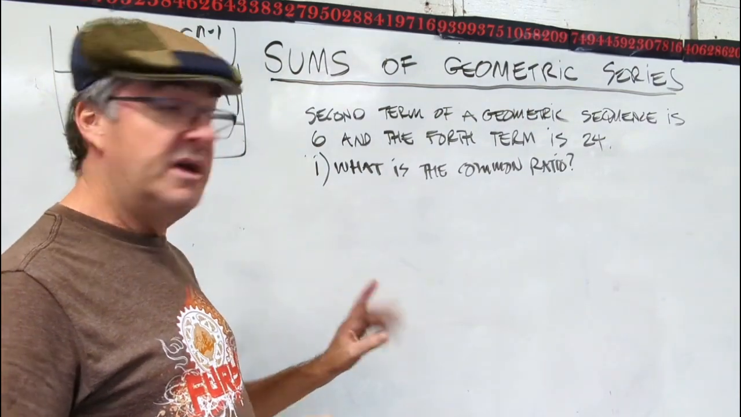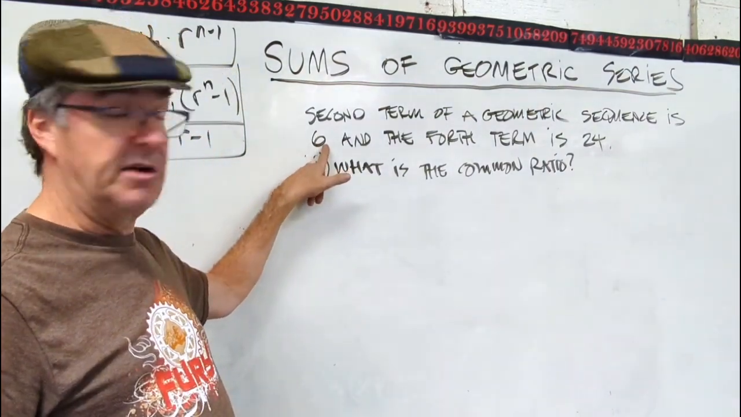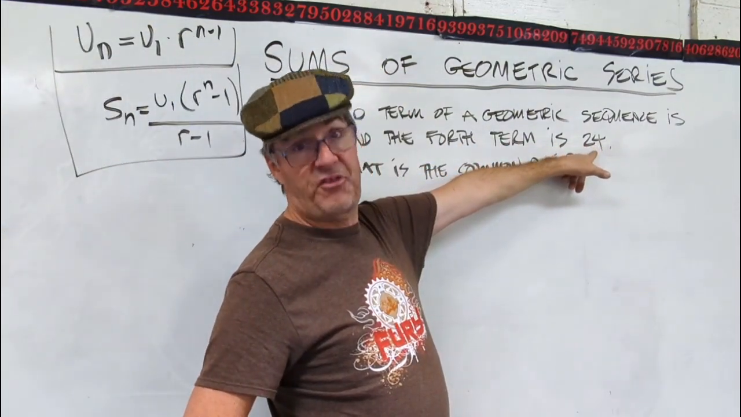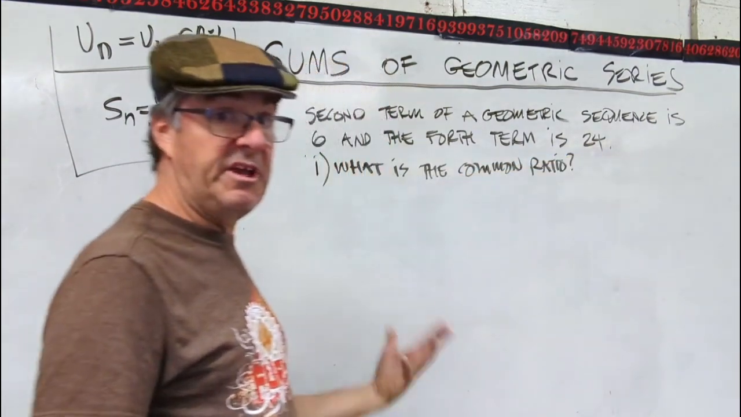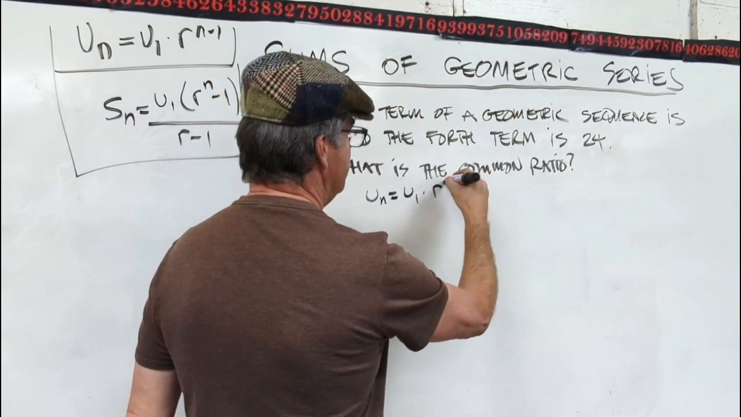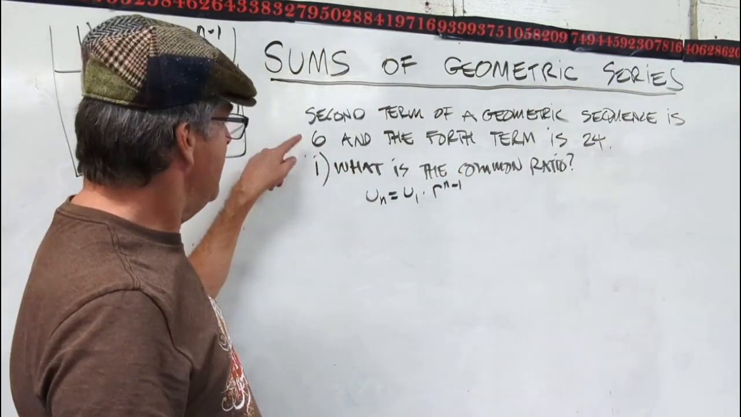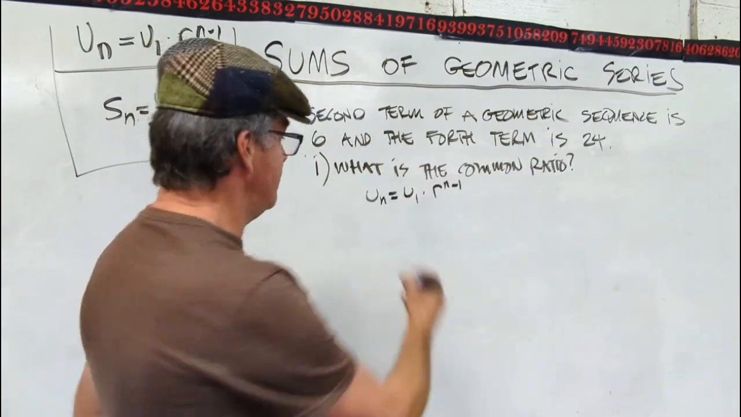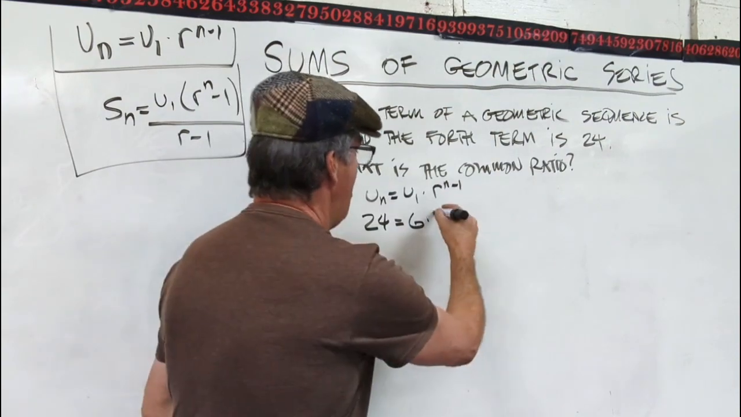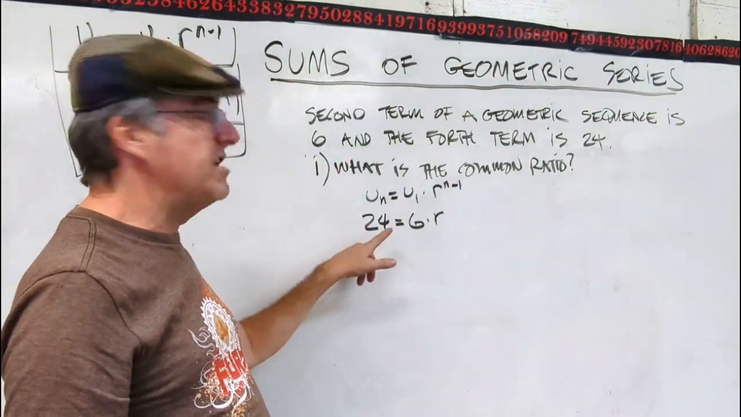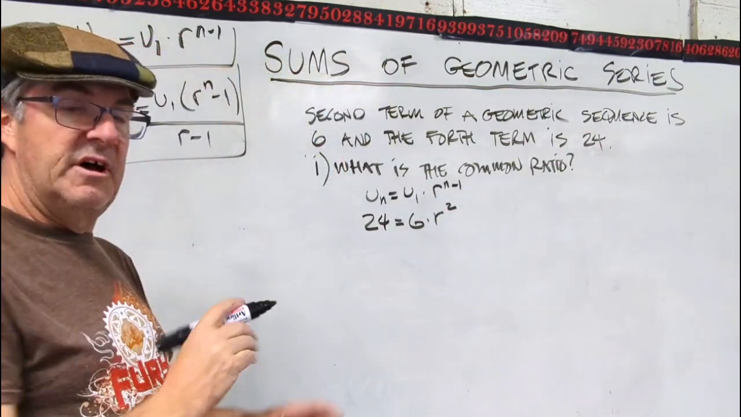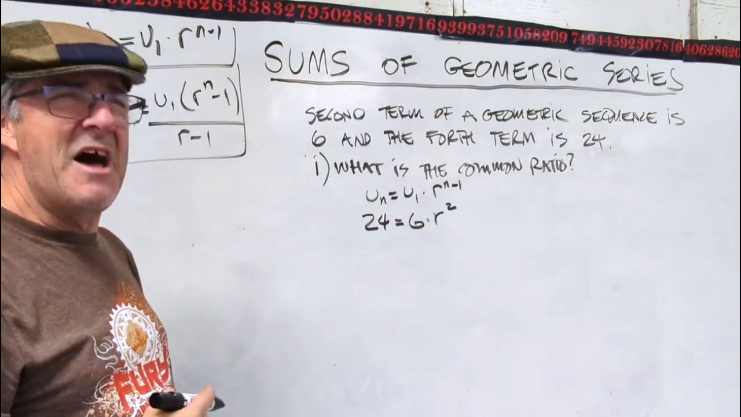Okay, so what we can do is pretend that that's the first term. And if that was the first term, then this one is going to be the third term, right? So here's our formula: Un equals U1 times R to the n minus 1. So 24 would be the third term. So 24 equals the first term, 6, times R to the n minus 1. Now we are at n equals 3, so this would be R squared. Okay? So that takes a little critical thinking, but it's not bad.